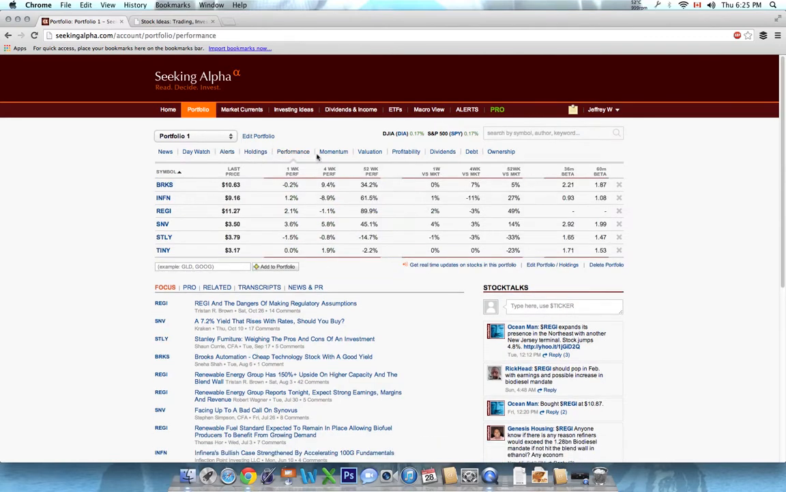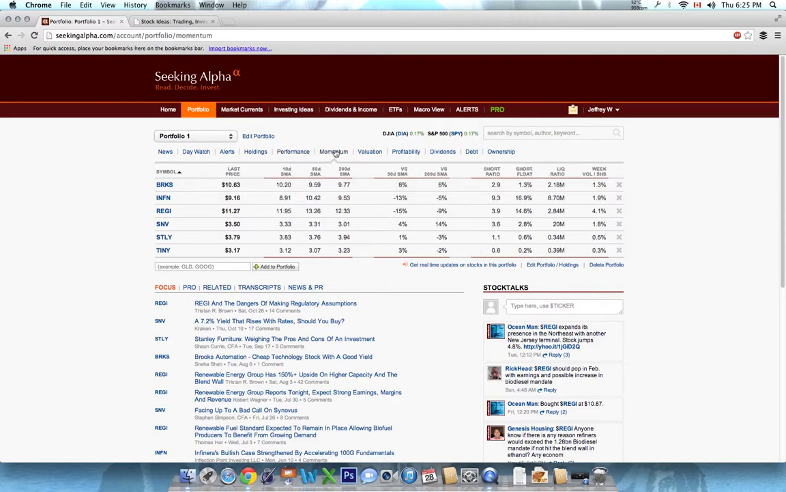Now, I think the coolest stuff is the information that's available down here. So you can see relative performance of stocks under the Performance tab. You can see how the moving averages are performing, where the stock is relative to its moving averages. And then also some of these short statistics are pretty neat. So you can see that Reggie here has a pretty high short percentage, which might be good for a squeeze, and actually same with Infinera.